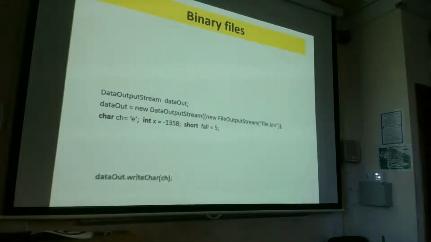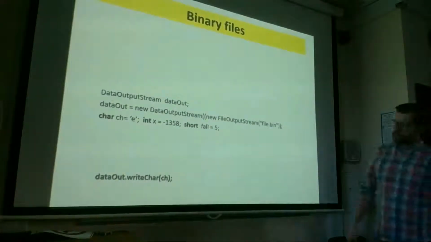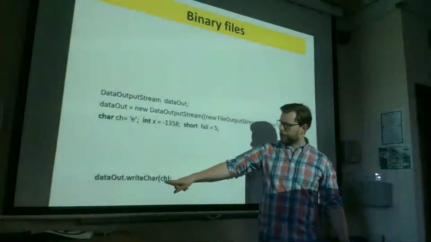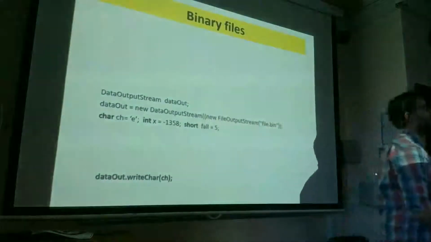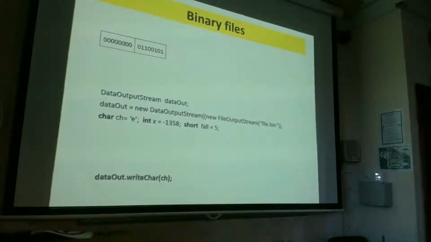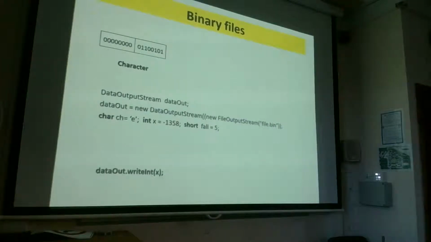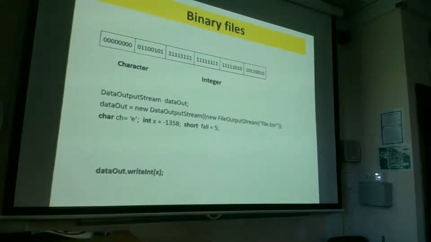Okay, so to write out our character, we're going to go data out, write char, and we pass in the character, just like the slide showed us previously. And what's going to happen is, there is our 2 bytes for our character. We're going to write our integer, x, okay? There's the 4 bytes for our integer. And then we're going to write our short, which is also 2 bytes. And that's going to come on there.